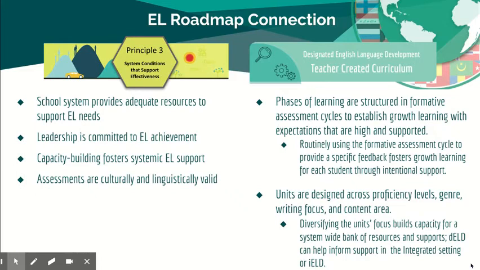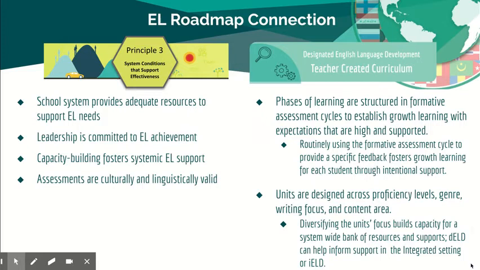Principle 3 ensures that we have a system that has conditions that support effectiveness. School systems must provide adequate resources for supporting our English learners. Leadership should be committed to EL's achievement, and capacity building fosters systematic EL support, meaning that everyone is on board in helping with our students. Assessments are culturally and linguistically valid as well.